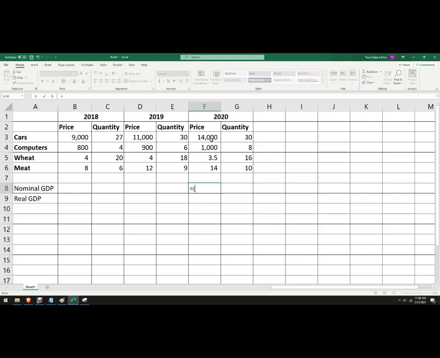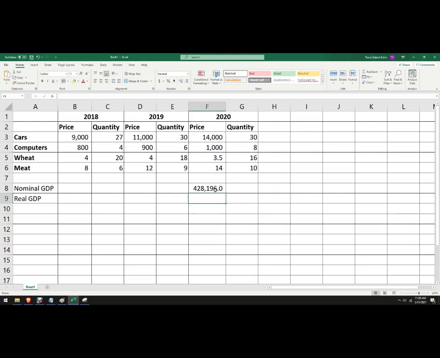I put these things in parentheses so Excel doesn't get confused. I'm going to take the 2020 prices times the 2020 quantity, and then I'm going to add that to the next one. So the 2020 price of a computer times the 2020 quantity of computers, and I'm going to add the 2020 price of wheat times this. I forgot to put that in parentheses. I just want Excel to do that first, and then this times this, put parentheses here. So this right here, should we round that? Yeah, that's fine. This is the 2020 nominal GDP.